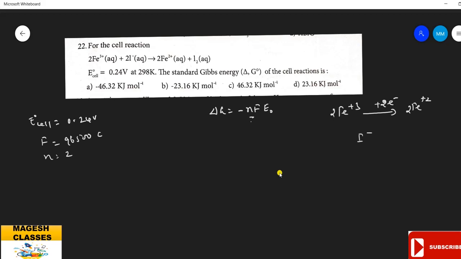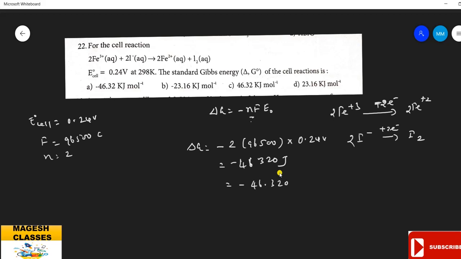Similarly, the I minus is converted into I2. So 2 iodide ions losing 2 electrons, you get iodine. Here it loses electron. So it is a 2 electron process. Del G is equal to minus n, n is 2, F is 96,500, and the 0.24 volt. By multiplication you get minus 46320 joule. By converting into kilojoule, it is minus 46.320 kilojoule. So this is a simple multiplication of nFE naught. So this is the concept. Del G is equal to minus nFE naught, the number of electrons involved, and the E cell value. Then you can easily find out the Gibbs free energy. So it is negative, the reaction is spontaneous one.